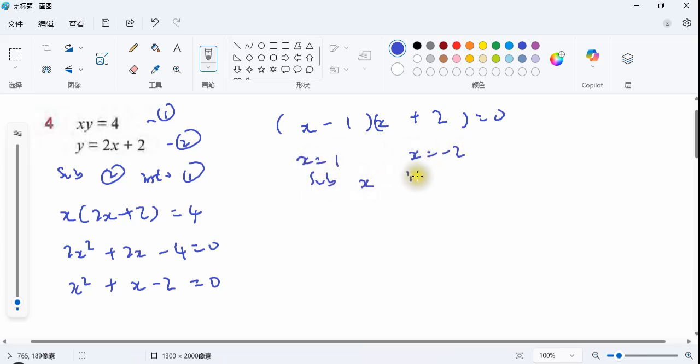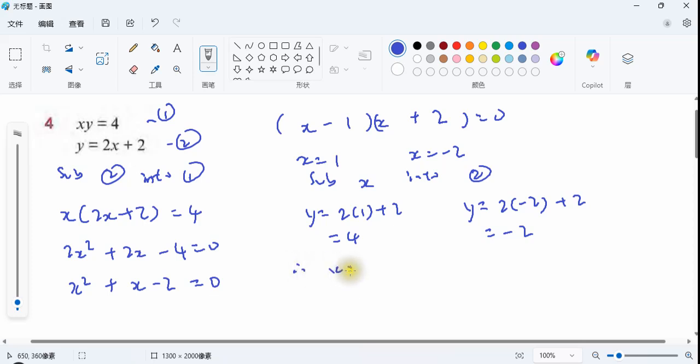And then sub x into equation 2. Then we have y is 2 times 1 plus 2, 4. And then y equal to 2 times negative 2 plus 2, then it's negative 2. So when x equal to 1, then y equal to 4. And when x equal to negative 2, y equal to negative 2. So this will be the solution.